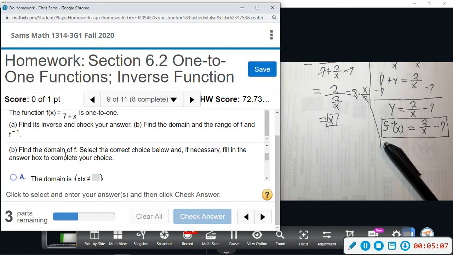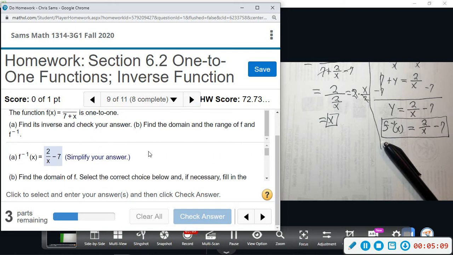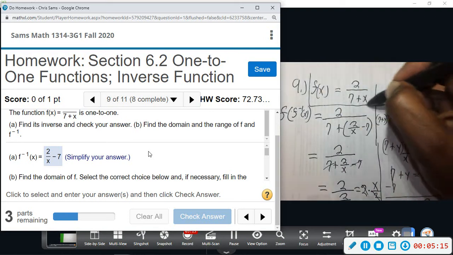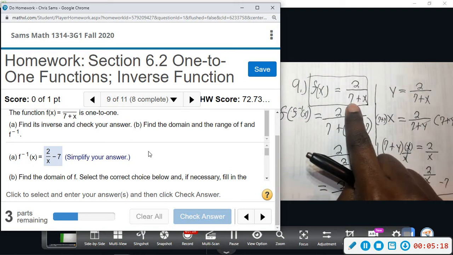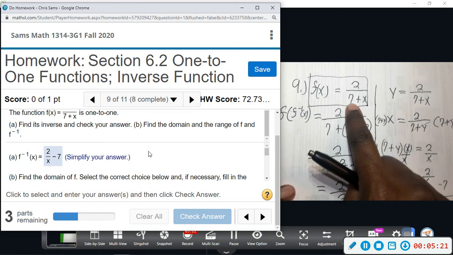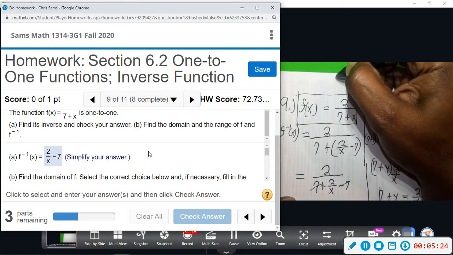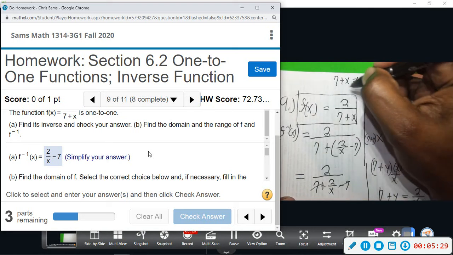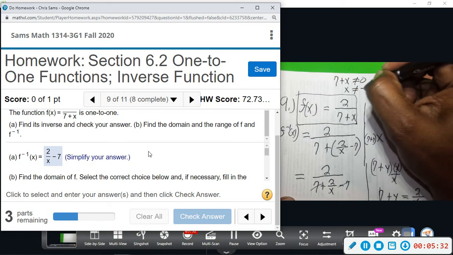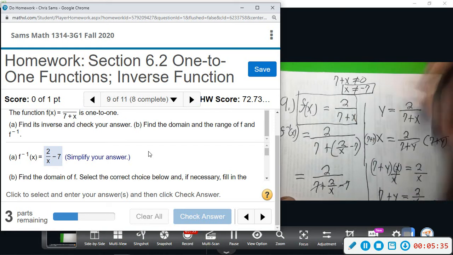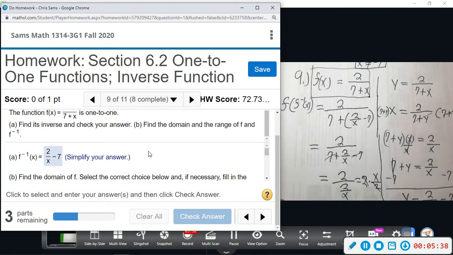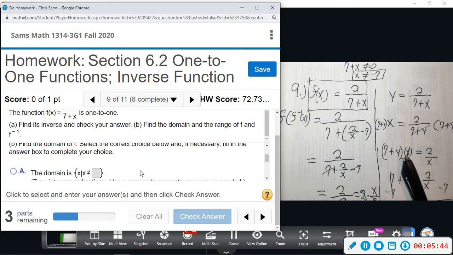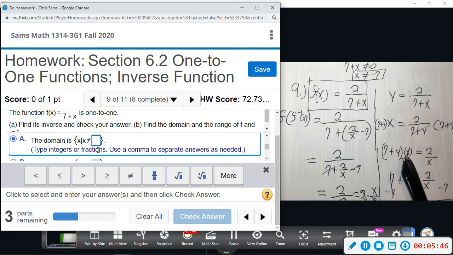Alright, so find the domain of f. This is the original function, that guy here. Since we have a fraction, we have to set the bottom not equal to 0 and find out what makes that 0. So I'm going to do that up here at the top. 7 plus x cannot be 0. So if you subtract 7, you get that x cannot be negative 7. Negative 7 will cause us a problem, giving us 0 in the denominator. So as far as our domain is concerned, x cannot be negative 7.